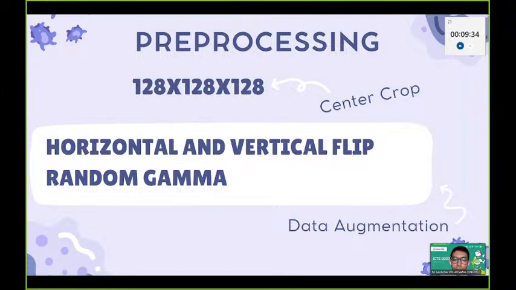So for the proper preprocessing, we are using a center crop, because there is a huge amount of data in 3D, and we have to crop the data, which we can crop to 128, 128, 128. And we are using data augmentation like horizontal and vertical flip and random gamma to make sure that our data is more varied and our model can be more robust to analyze other data.